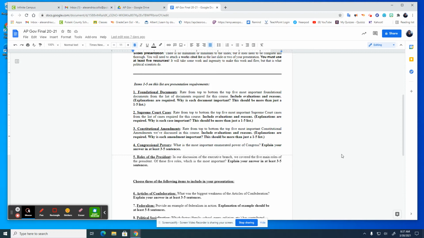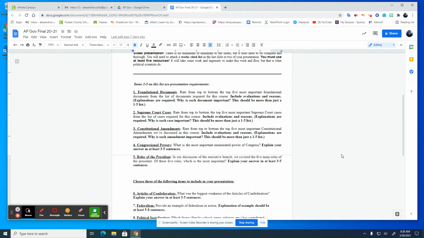Number 4, congressional powers. What is the most important enumerated power of Congress? So during our Congress unit, we talked about some of those enumerated powers of Congress. Choose which one you believe is most important and then explain your answer in at least 3 to 5 sentences.